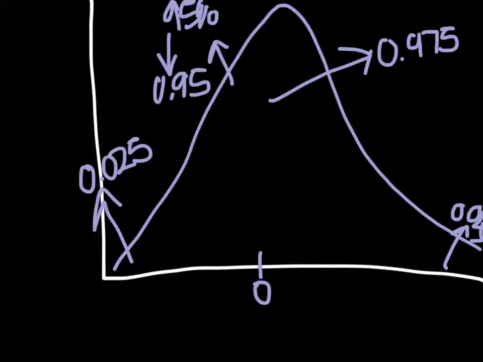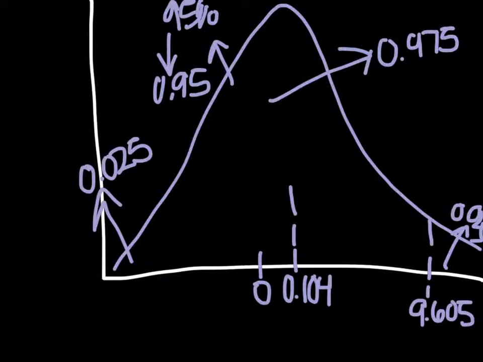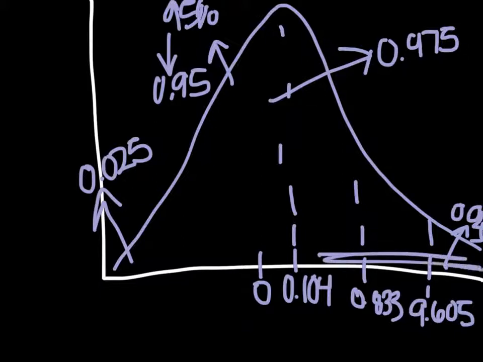And then the first critical value that we found was 0.104, so I'll put that right here. And then the second one was 9.605, so that is right here. And then the test value goes right about there, 0.833. And then you need to shade the critical region. So we'll shade right here.